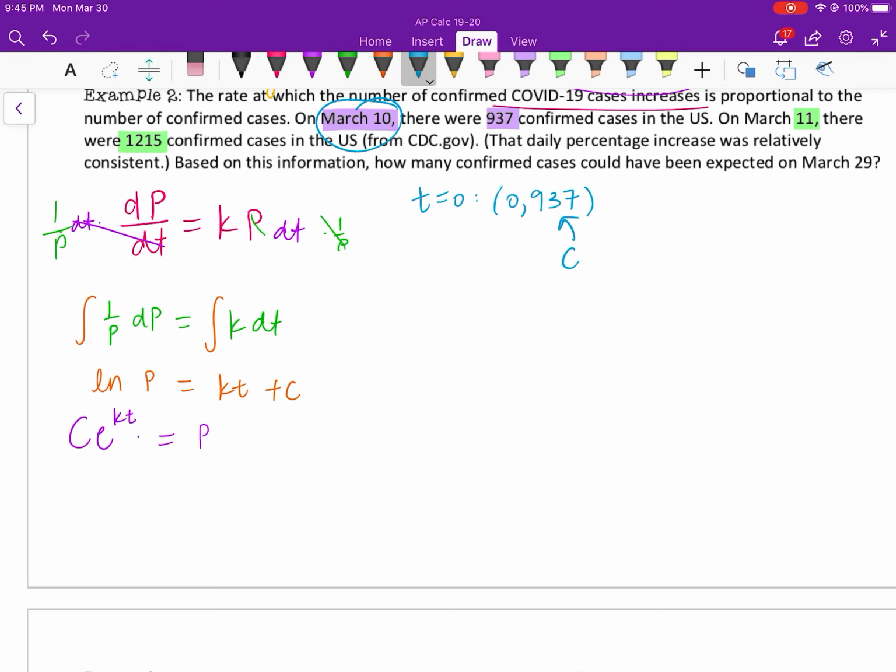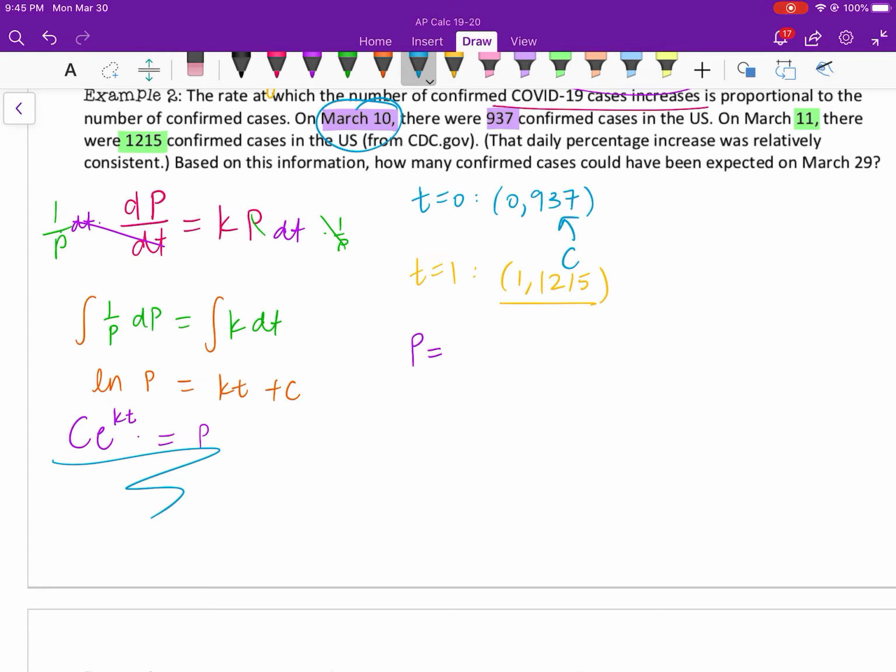Remember that just like in the last problem, when we plug in that ordered pair, as we solve for our 2 unknowns, we find that c, that starting value, is going to be your starting value, right? And then next we have the 11th. So that's going to be 1 day later, assuming t is time in days. 1 day later, there were 1,215 confirmed cases. So we will now use that ordered pair to plug in and solve for k.